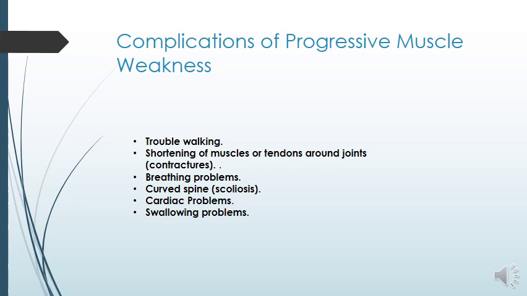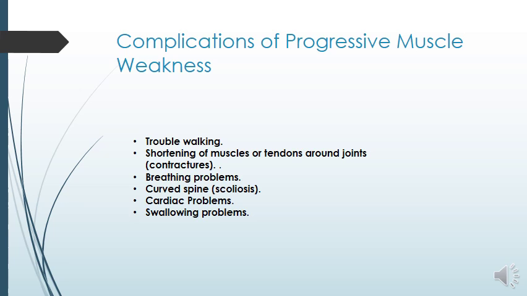The complications of progressive muscle weakness include trouble walking. Some people with muscular dystrophy eventually need to use a wheelchair. Shortening of muscles or tendons around the joints is referred to as contractures. Contractures can further limit mobility.